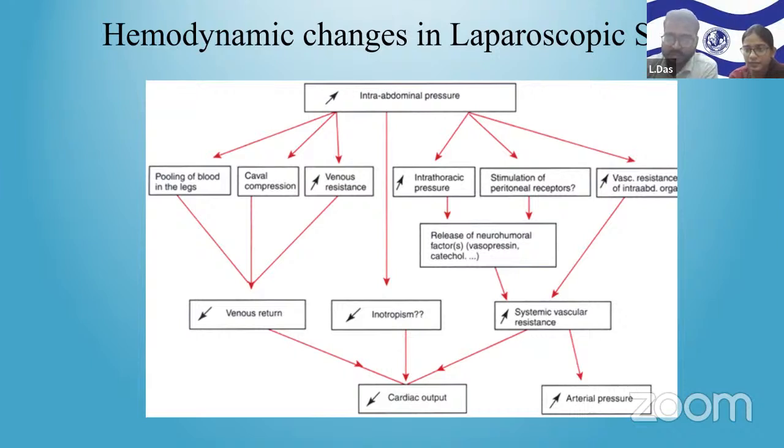into the central compartment, and that can cause a transient increase in the venous return and thus increase the cardiac output. But later on, as the pneumoperitoneum settles and compresses the IVC and decreases the venous return, the cardiac output further decreases. So initially there is a transient increase, followed by a decrease.